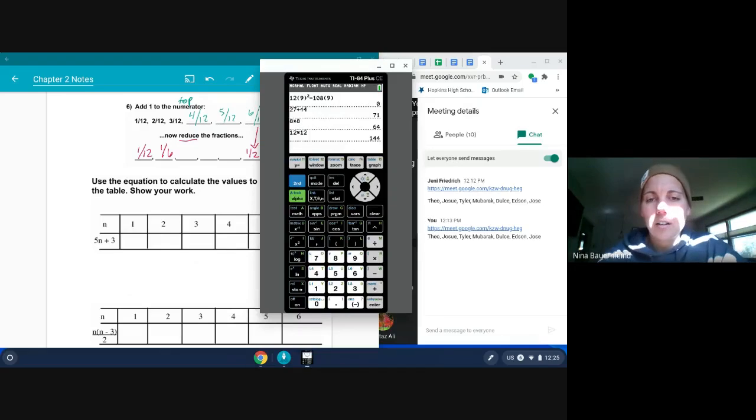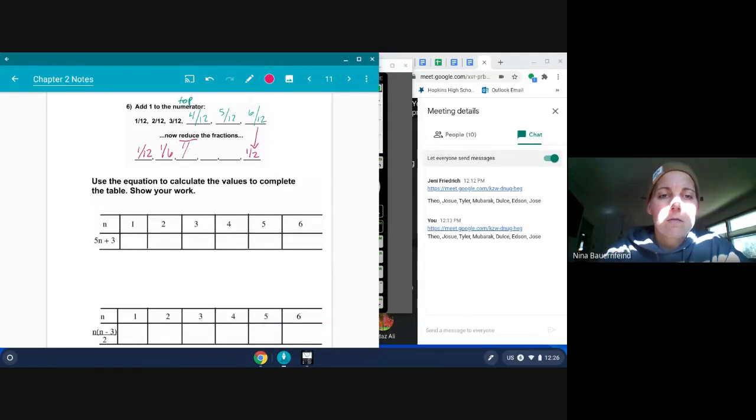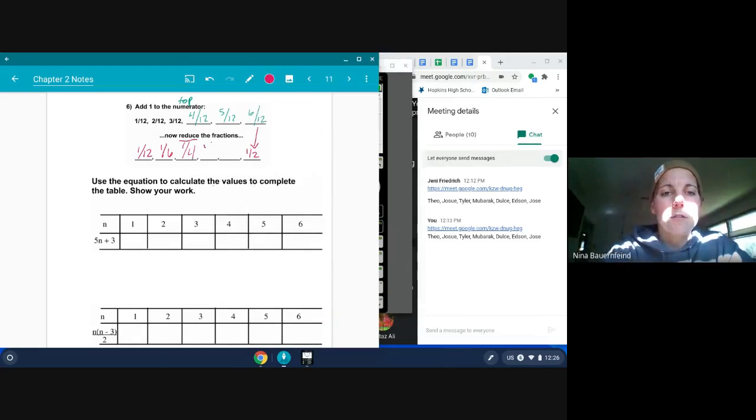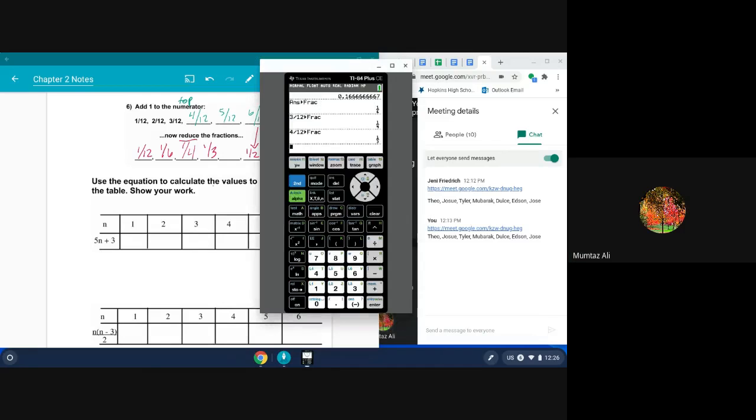In your calculator, if you have one of these, it's really nice because you can do 2 over 12, hit enter, and then if you go math, you hit that math key, enter, enter, it reduces it for you. So we can do 3 over 12, math, enter, enter, that's 1 over 4. 4 over 12, math, enter, enter. We get 1/3.